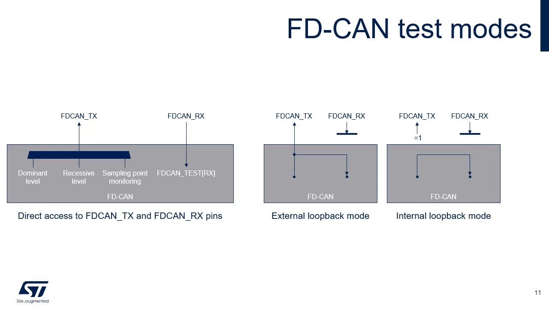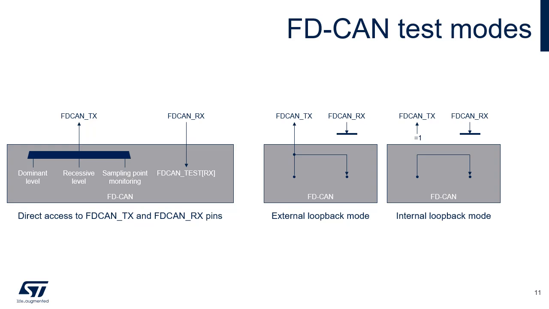Through the FDCAN test register, software can control the FDCAN TX output, force dominant level, force recessive level, and monitor the sample point. The actual value at pin FDCAN RX can be read from the RX bit in the FDCAN test register. Both functions can be used to check the CAN bus physical layer. These test modes should be used for production tests or self-tests only.